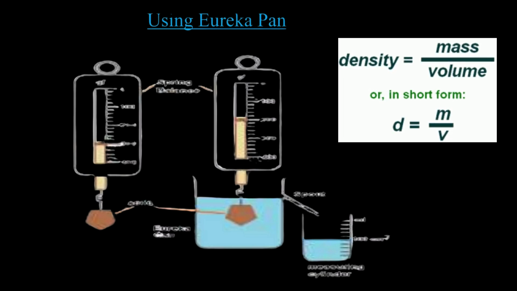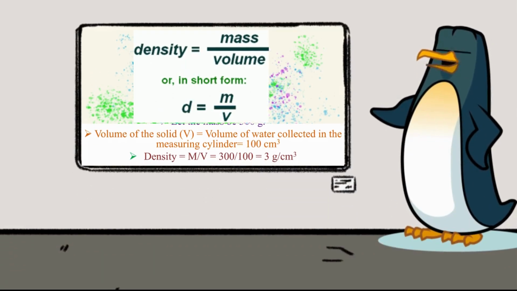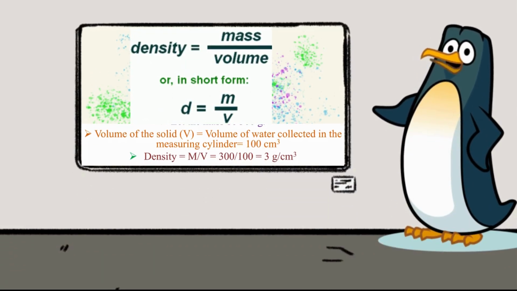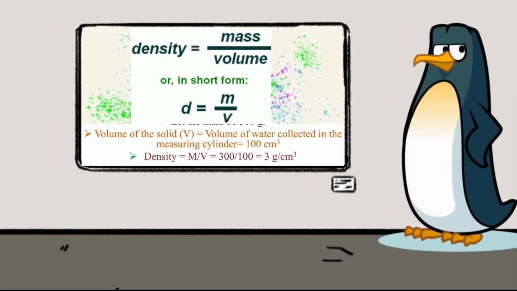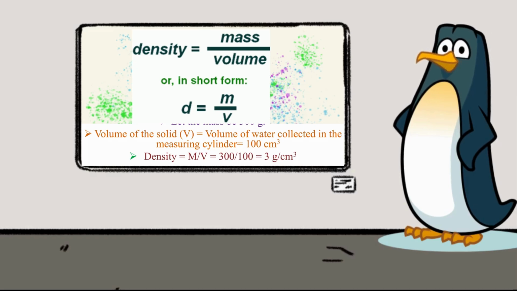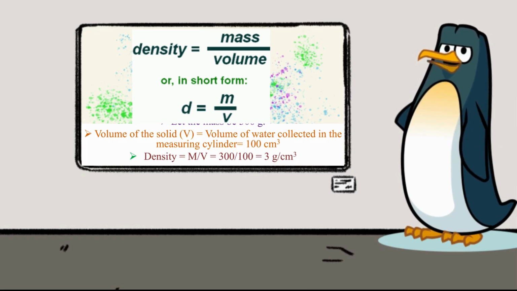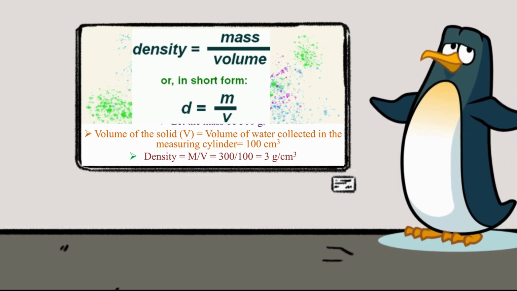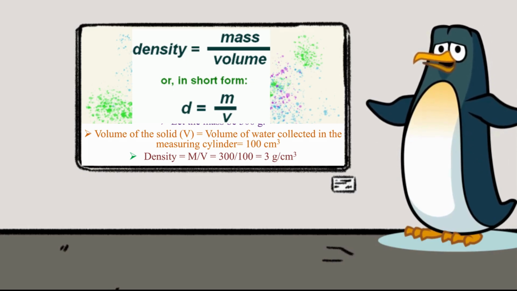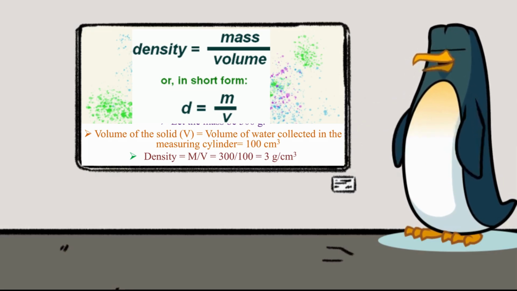Density equals mass over volume. Let's say V is the volume of water collected in the measuring cylinder, 100 centimeter cube. M is the mass of the solid, 300 gram. So the density of our irregular solid is density equals mass over volume. Hence, 300 over 100 is 3 gram per centimeter cube. Now you've got the density, and it wasn't even messy.